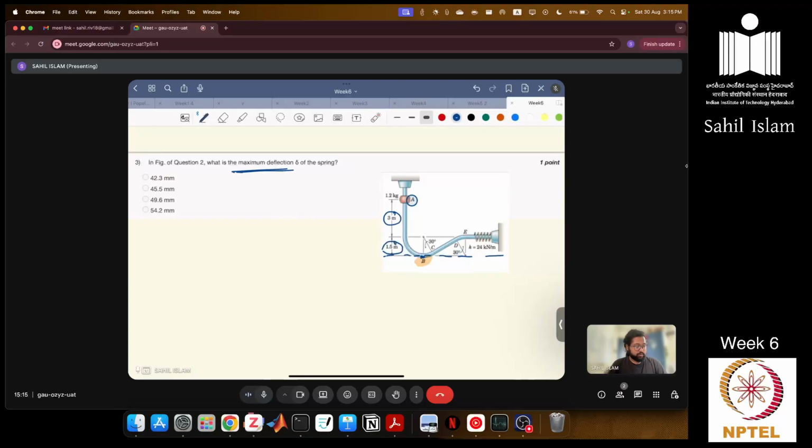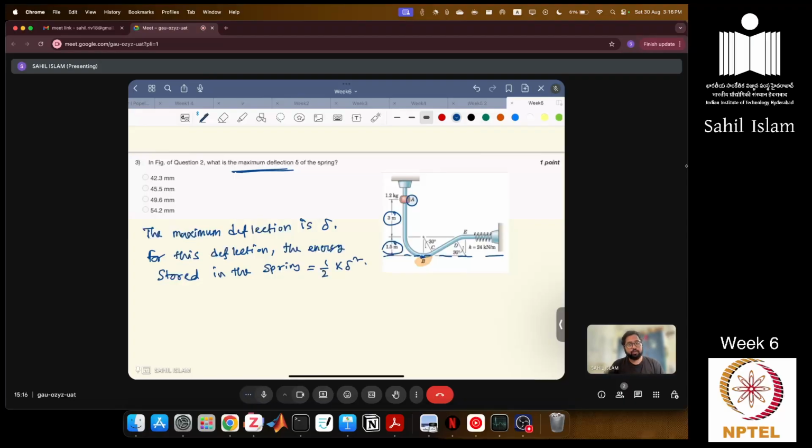Okay, so let's assume the maximum deflection is delta. Now, for this deflection, the energy stored in the spring is half k delta square, right? So the energy stored in the spring is half k delta square.